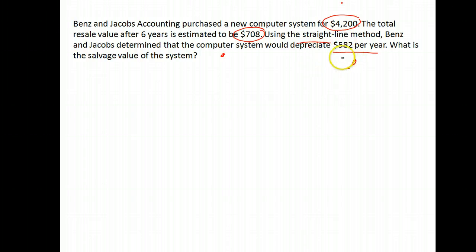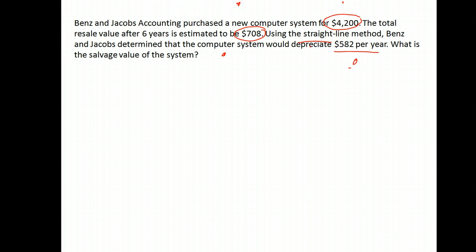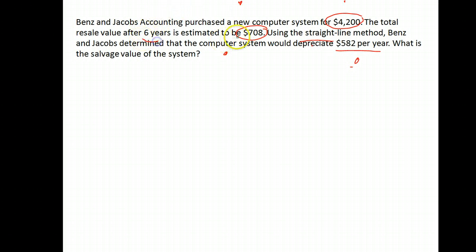Well, we could go the long way about this, or we could say the salvage value. What does the salvage value mean? The salvage value is what it's worth after you're done with it. And they said that their resale value after 6 years was going to be $708. So that would be our salvage value. That's what it's worth after you're finished with it. And they just told us it's going to be worth $708.